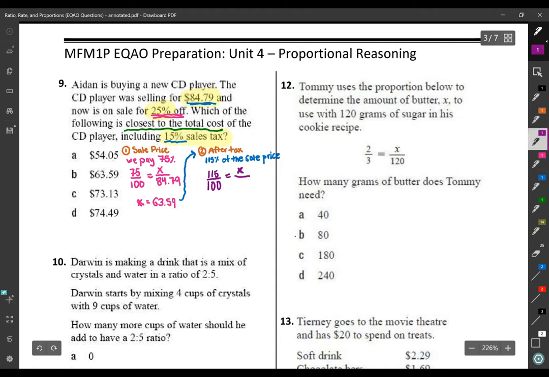Okay, so moving on to the second part, I still want to find 115% of the sale price. So I want to find what is 115% of 63.59. And now I'm going to solve for x. And that is going to give me a final price of $73.13. Oh, and that is right here. So therefore, that makes a lot more sense. I'm happier with that. All right, question 10.